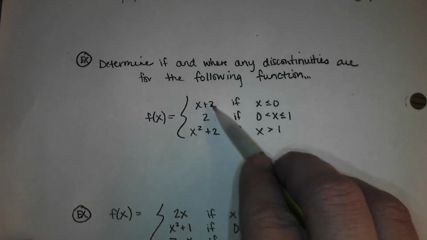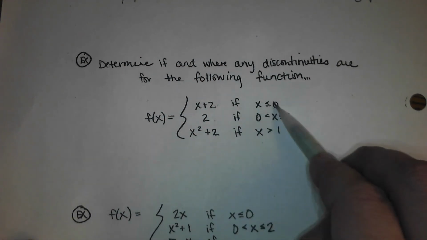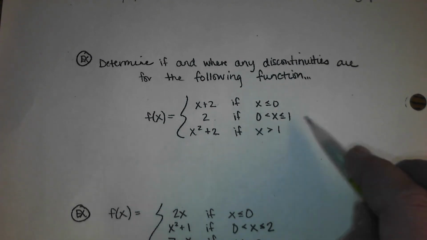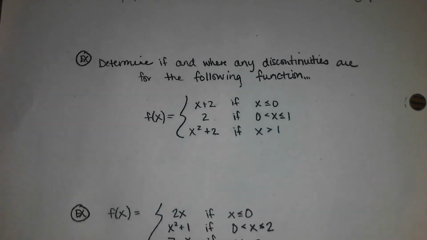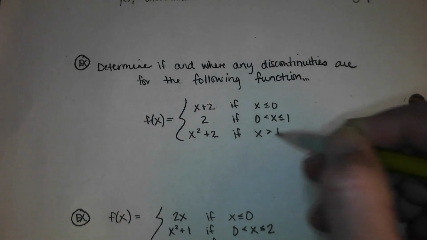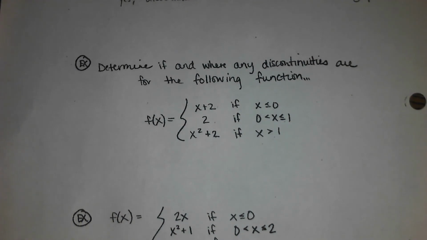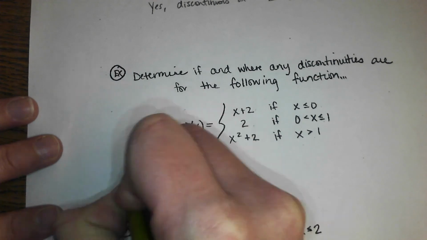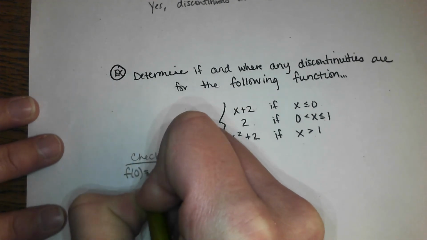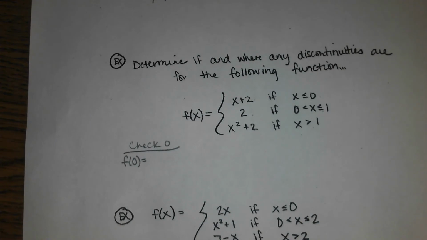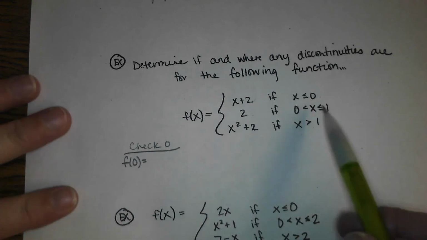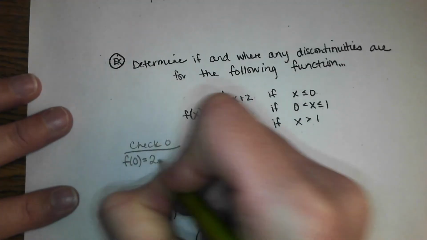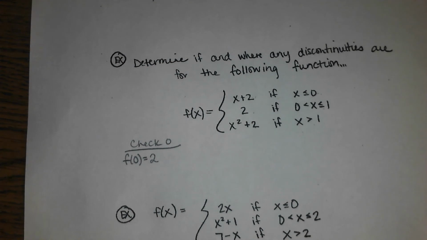So when we transition at 0 from the first line to the second line, is it preserving continuity or not? And then again, our transition point at 1, is the jump from here to here preserving continuity or not? So first of all, let's check 0. What is f of 0? Aiden. 2. 0 means plug into the first equation. 0 plus 2 is 2. Okay? Now we have to check the limit as we approach 0.